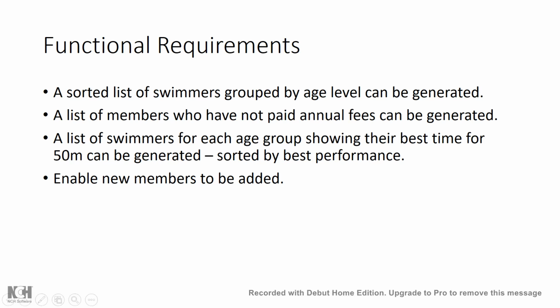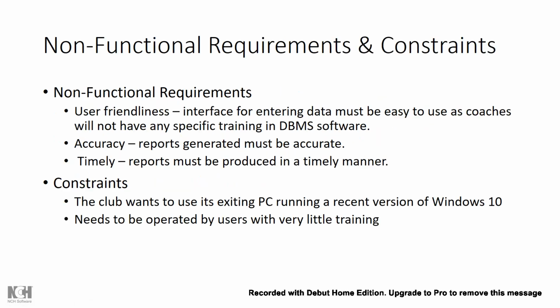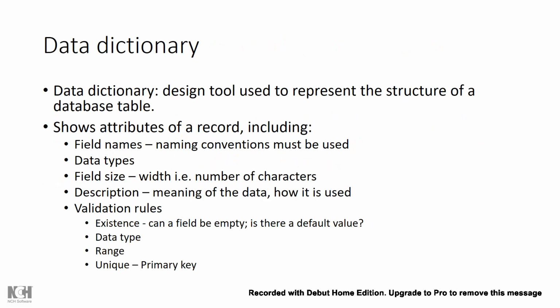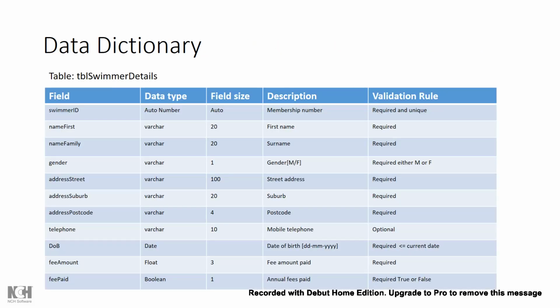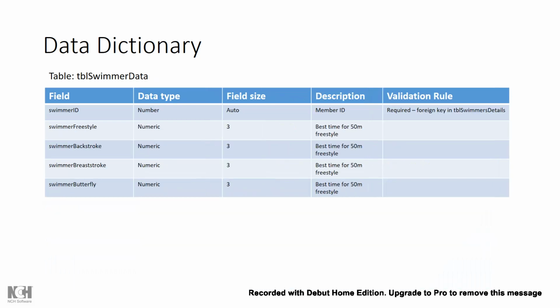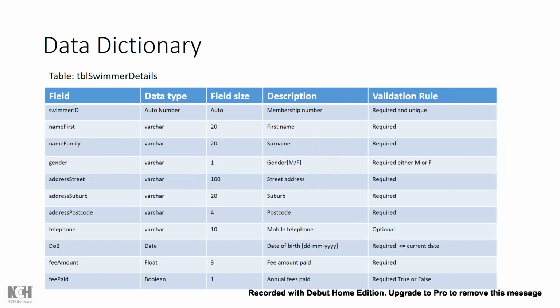And this one here, enable new members to be added, that we'll need to do through a desktop application that we'll build. Some functional, non-functional requirements and constraints, so you can read through those. But these are the data dictionaries, and there's a couple of those. This is the first one, swimmer's details, and then there's another one, swimmer data.